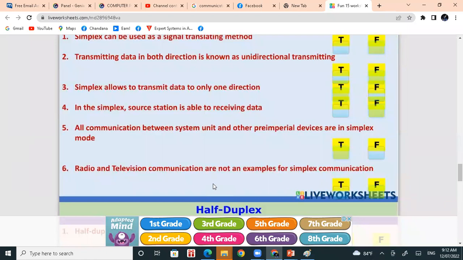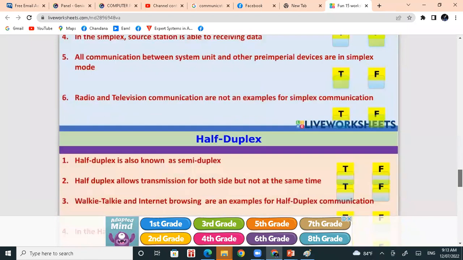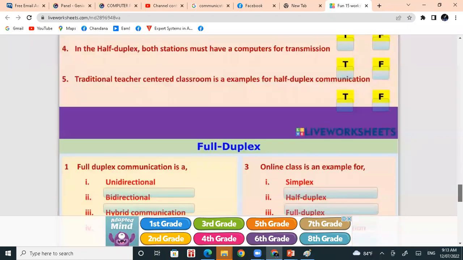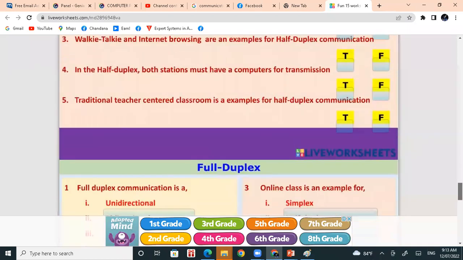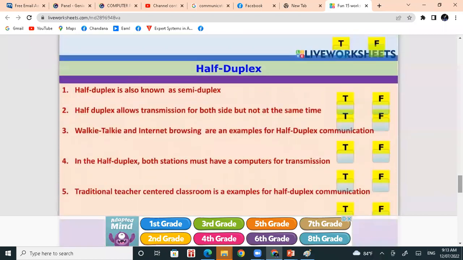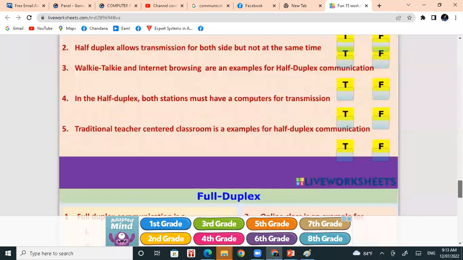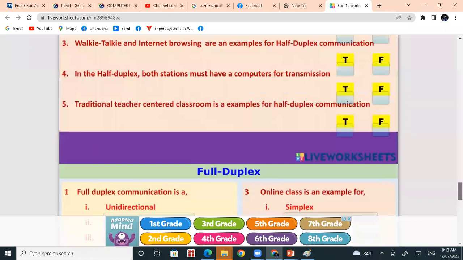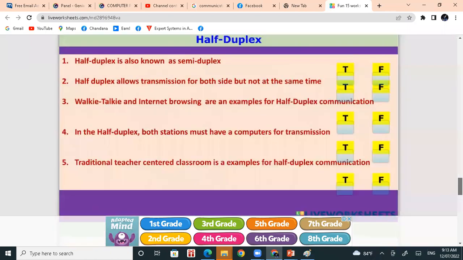Then we have slides for half duplex and full duplex also. I am keeping these two slides for you to complete at home as homework before coming to the next class. You must complete these two activities. Now I am going to stop today's session.